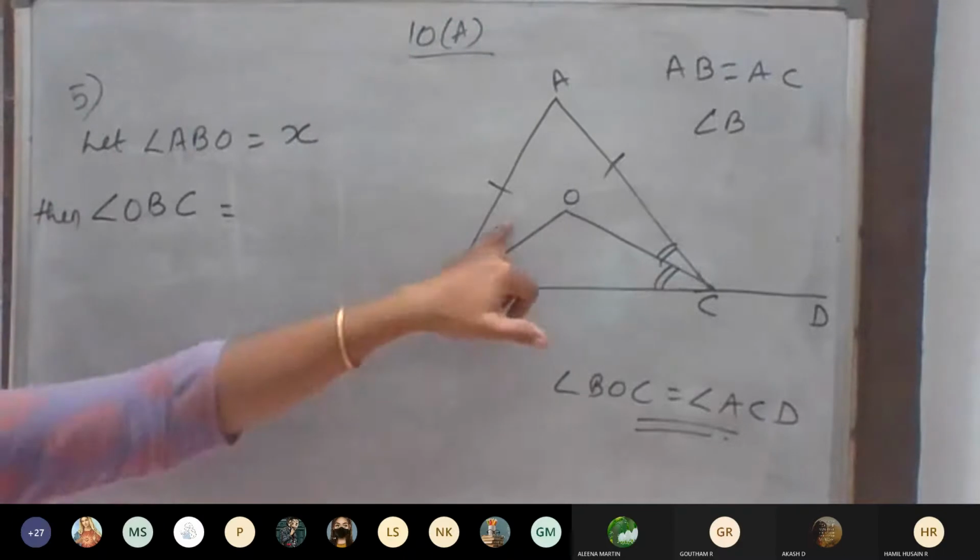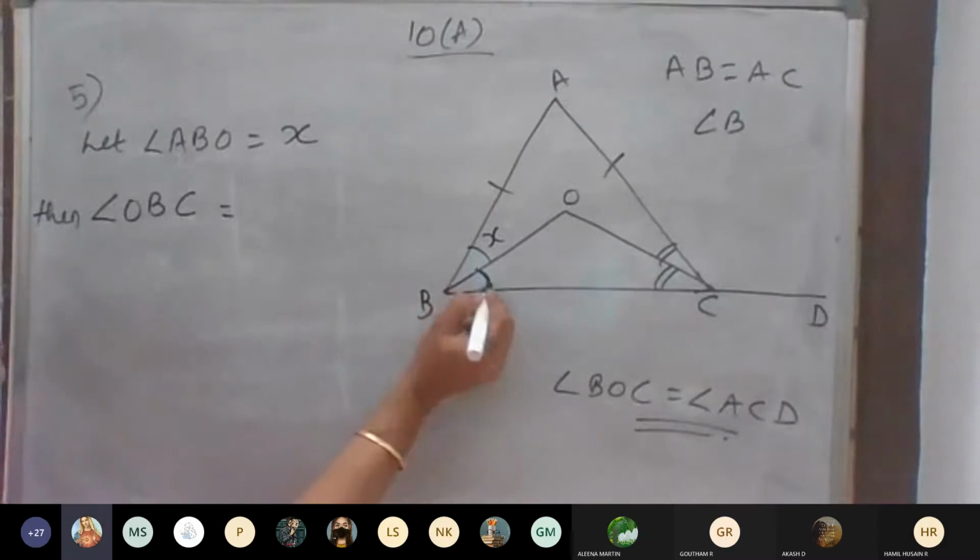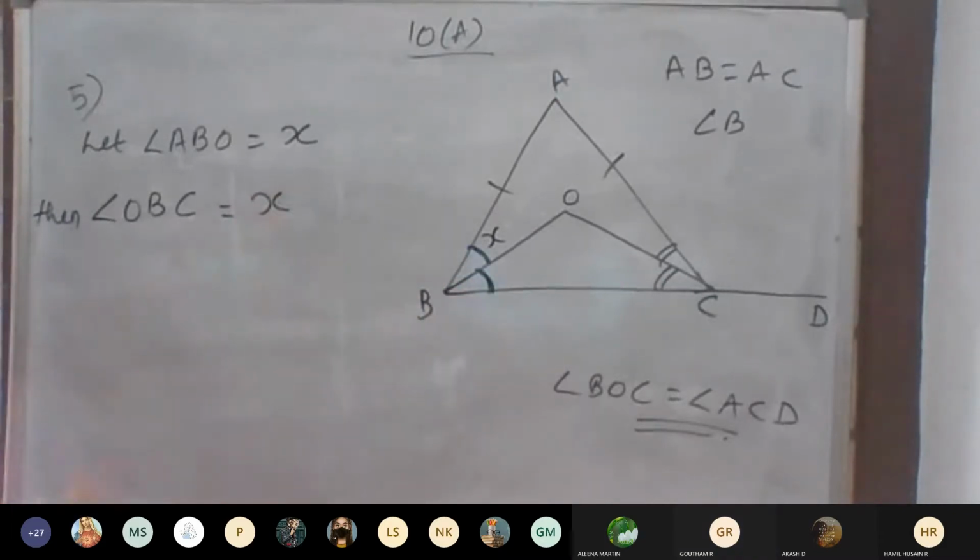If you are assuming this as x, what will be angle OBC? It will be x. Why? Because the two angles are given in the question as equal. Then angle OBC also will be x.